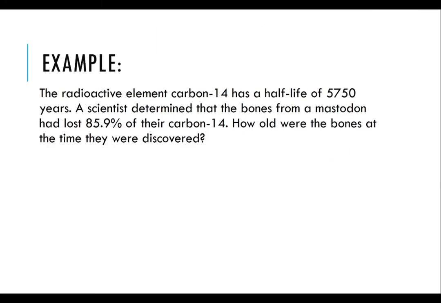The radioactive element carbon-14 has a half-life of 5,750 years. A scientist determined that the bones from a mastodon had lost 85.9% of their carbon-14. How old were the bones at the time they were discovered? All right, so a few things. First off, if we have a half-life, we need to find a k. And so once again, this is where the formula could be useful. K for half-life is equal to the natural log of 1/2 divided by the time t, which we're told is 5,750. So now we found k.